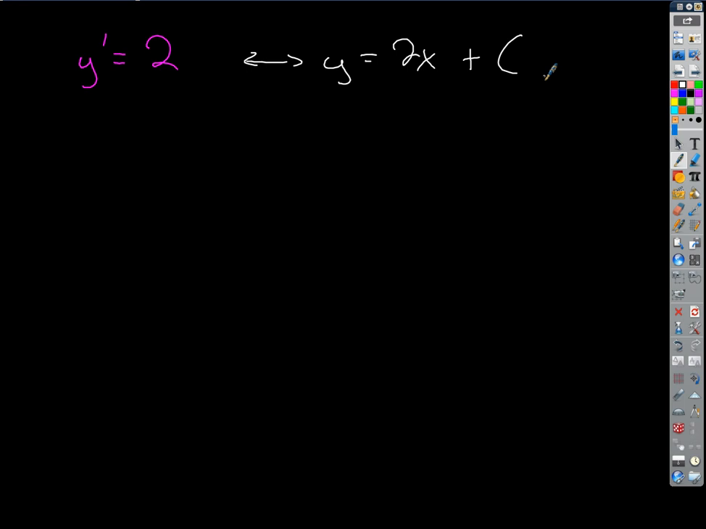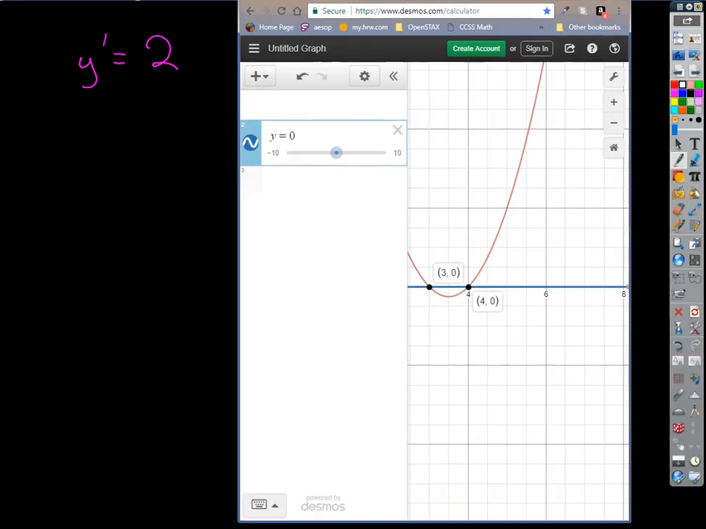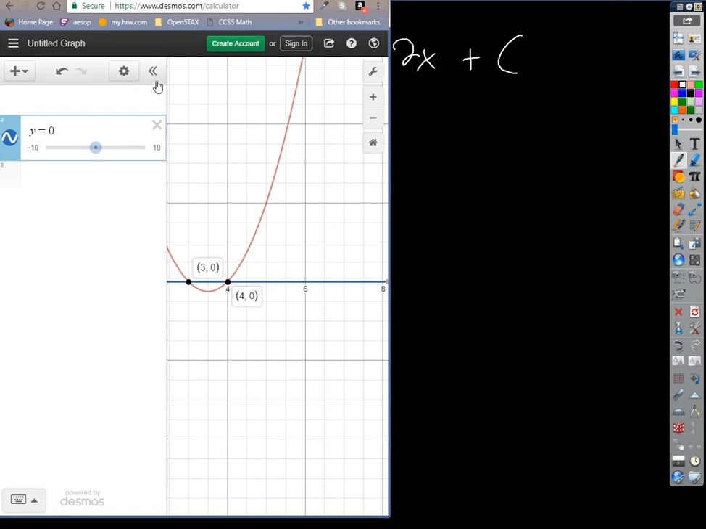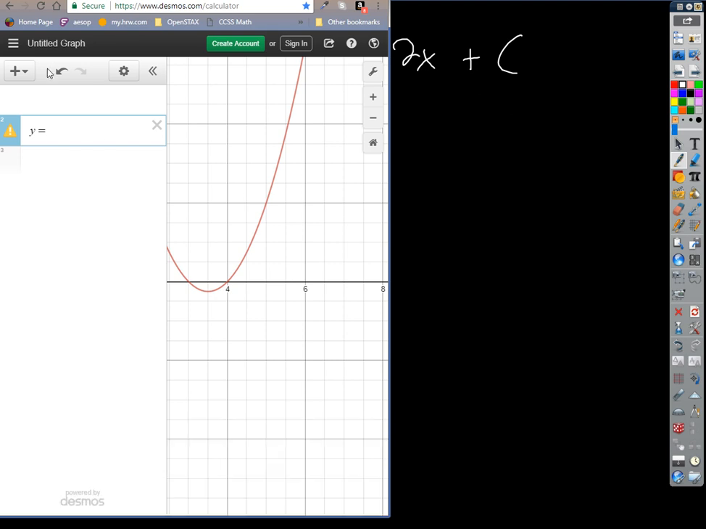If we were to do a graph, I'll just pull up Desmos so I don't have to do this by hand. If we were to graph that family of curves, what's it going to look like? I could graph y equals... I'm just going to do a new one.